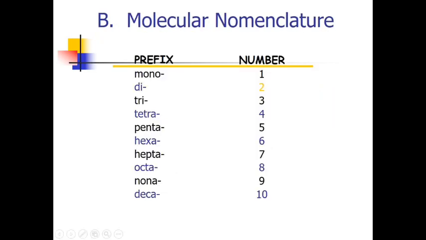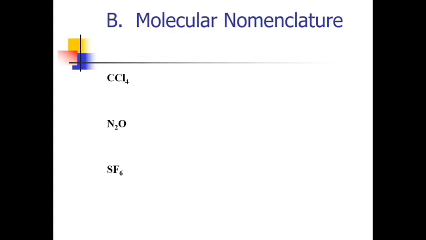There are the 10 prefixes you need to know: mono, di, tri, tetra, penta, hexa, hepta, octa, nona, and deca. Please write those down in your notes, and you will need to know those. I know that there's other prefixes for mono, such as uno, or for di, such as bi, and so on, but make sure you have those 10 prefixes down for our molecular nomenclature. And we'll get started with some examples.